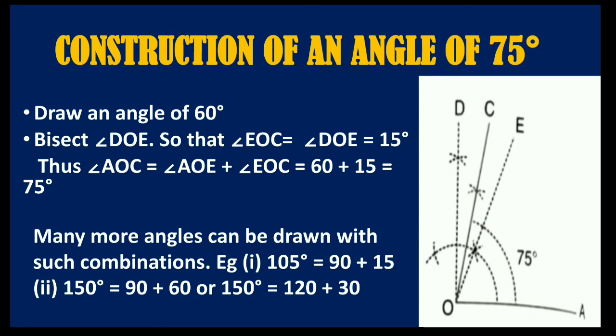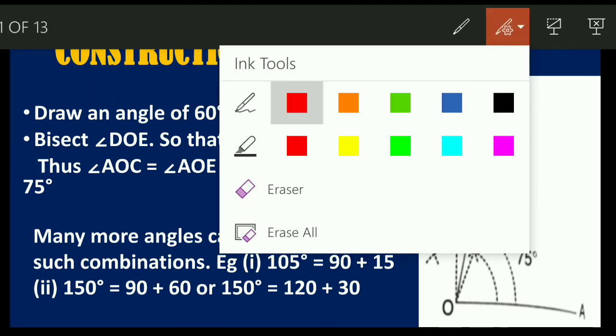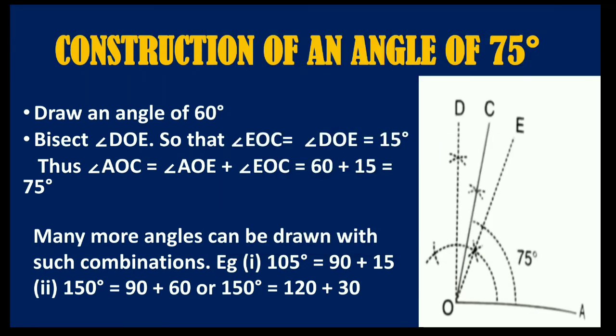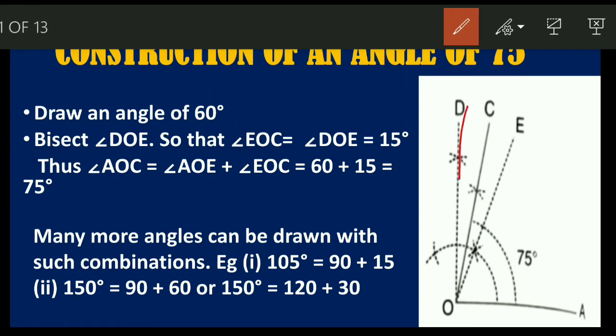Now remember one thing, that if this is a 90 degree, then this side will be less than 90. That means 30, 60, 75, all these angles will come this side. But if it is more than 90 degree, then it will come this side. Like 120, 135, all these angles will come this side. So remember, don't make it the opposite way. If you draw 135 this side, then it will become wrong.